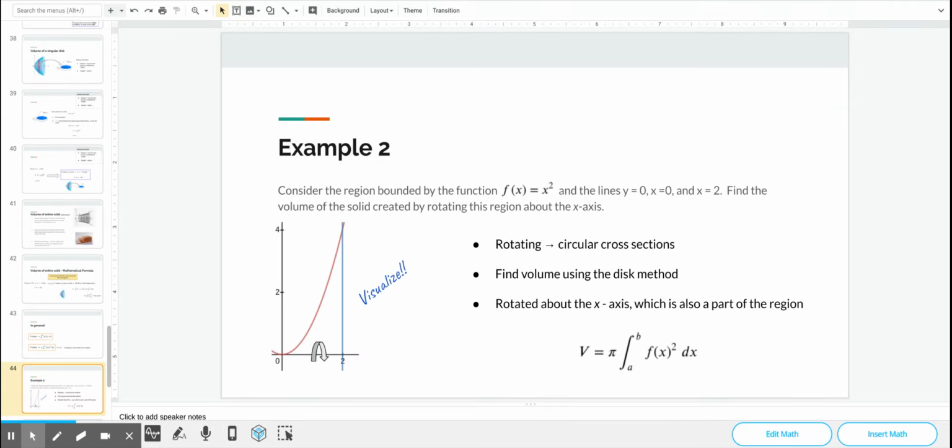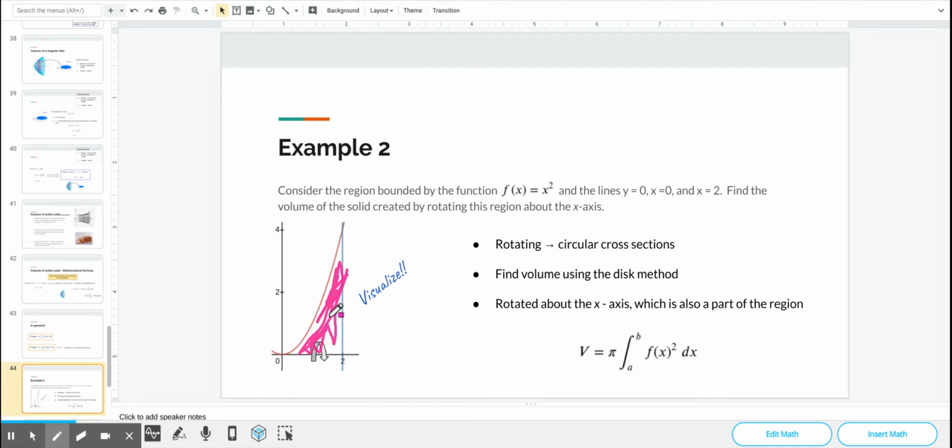All right, let's look at example 2. Let's consider this region. So now we've got f of x equals x squared, taking y equals 0, which is just the x-axis, x equals 0, which is the y-axis, so it doesn't really look like that comes into play too much, and then x equals 2. All right, so this is the region I'm talking about right here.